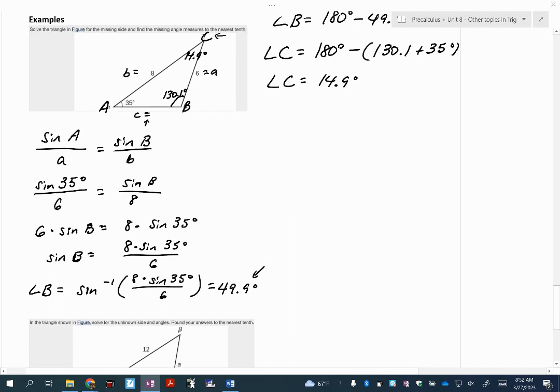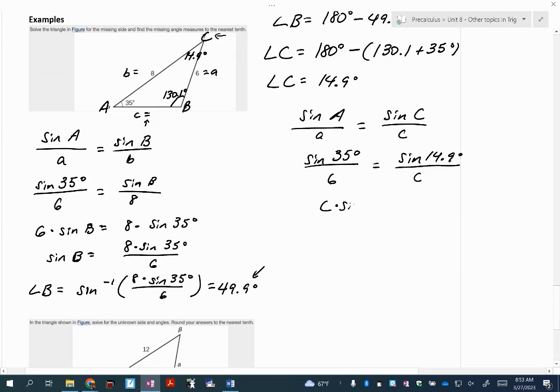So now, all right, again, if you can avoid it, avoid using rounded ones. And so I'm going to avoid using my sine of B over B. So I'm going to go back to sine of A over A, since none of that is rounded, and use sine of C over C to find my last piece, which is my side length C. So sine of 35 degrees over 6 equals the sine of 14.9 degrees over C. And I understand that that's rounded, so sometimes you can't avoid it.